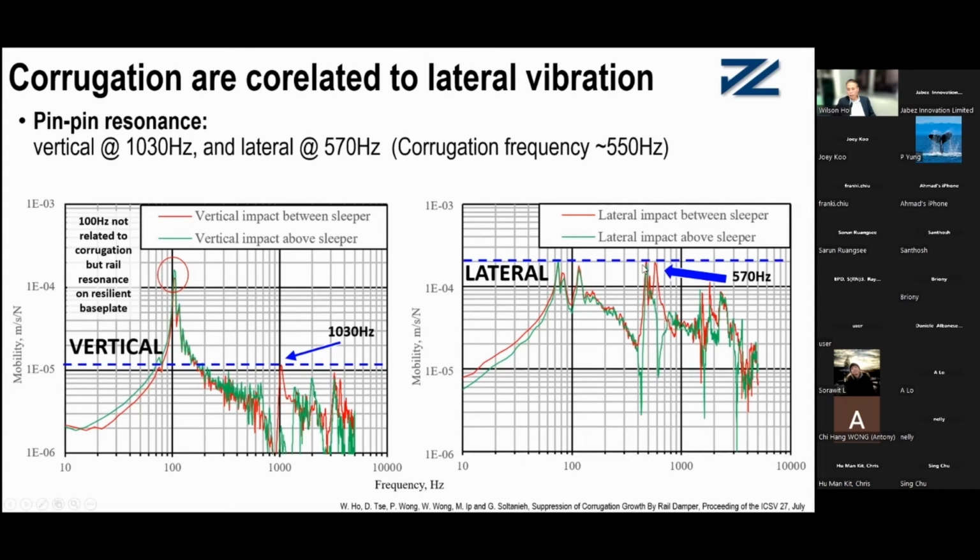So if there is repeated stick-slip action at this frequency, it will create very high wheel vibration, and stick-slip removes material from the rail, causing the corrugations, the pin-pin resonance, and the rail head rotation.